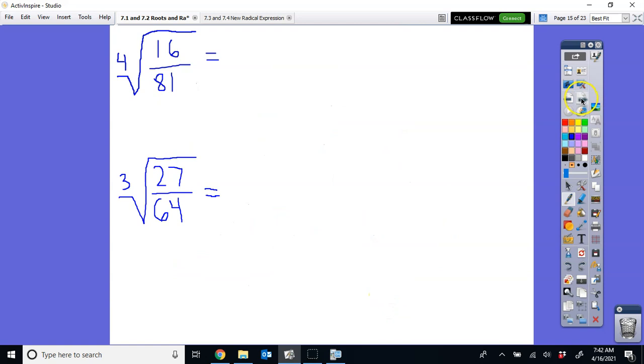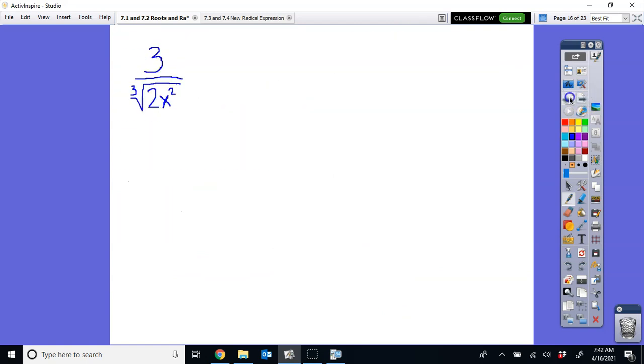All right, let's look at this guy right here. One more example, we'll be done. I got one more thing to talk about, but I'll be done after that. So, if you want to try this one, it's got a little variable, a little tricky part to it. Try to make the bottom be a perfect cube.